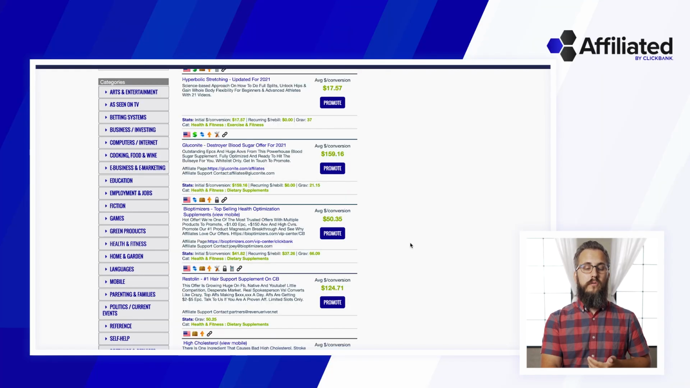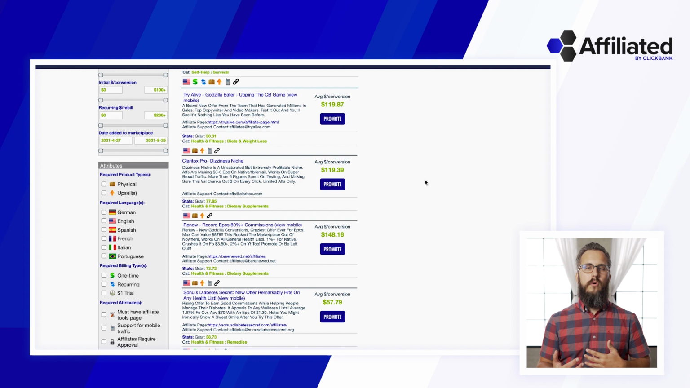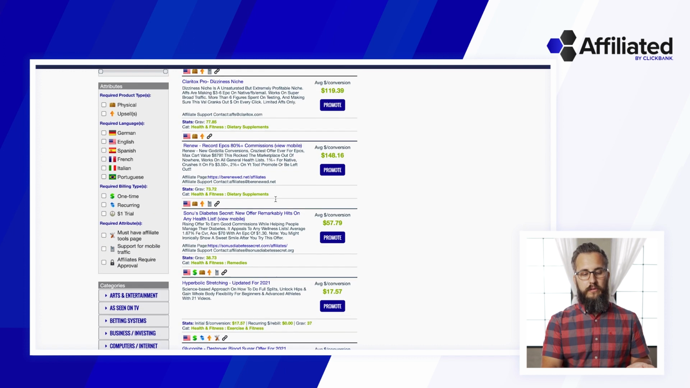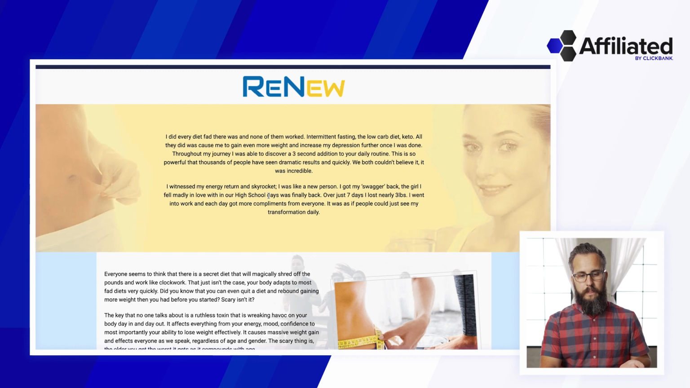The other thing I'd really look for in native that's going to be pretty key is something that has a little bit more information to it, so that I could write something that looks like an article for this. So again, if we have any sort of supplement and we're in the health and fitness space, these are going to be fantastic. Let's go look at this Renew product, for example.